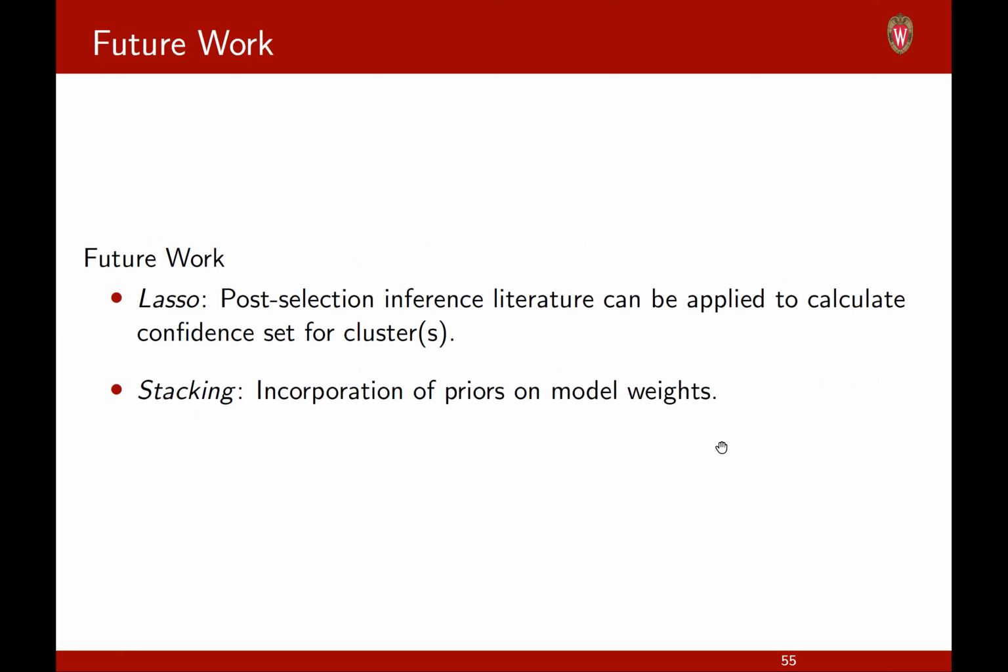All right, so for future work, there's been quite a bit of literature in recent years on post-selection inference. So I think that some of that literature could be explored in calculating possibly confidence sets for either the specific cells or for the cluster itself. And again, for stacking, we're finishing up incorporating some of those confidence bounds, but also the incorporation of priors on the model weights, right? So, going back to the more traditional Bayesian model averaging framework, we can incorporate more information into the model weights than just estimating them empirically.